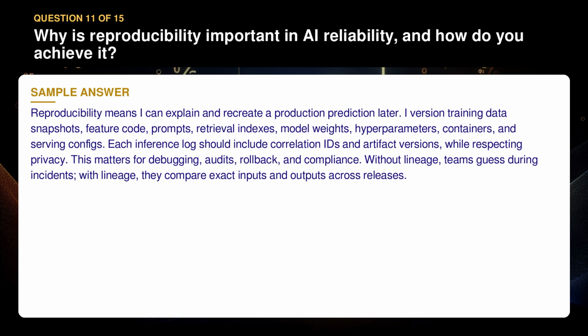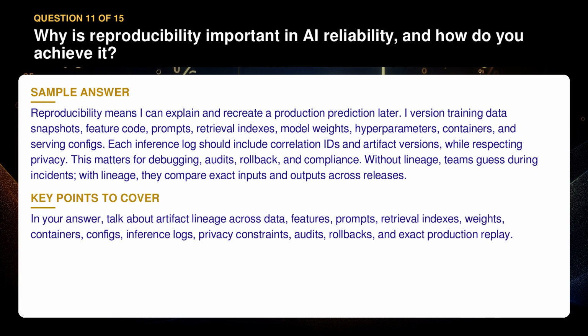This matters for debugging, audits, rollback, and compliance. Without lineage, teams guess during incidents. With lineage, they compare exact inputs and outputs across releases. In your answer, talk about artifact lineage across data, features, prompts, retrieval indexes, weights, containers, configs, inference logs, privacy constraints, audits, rollbacks, and exact production replay.